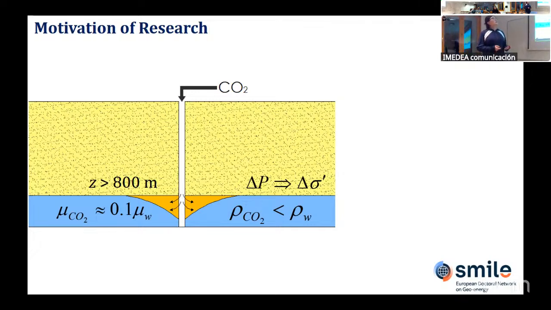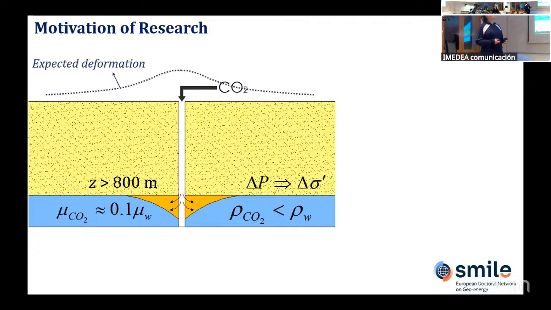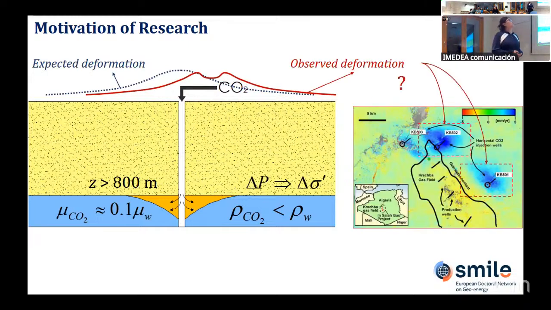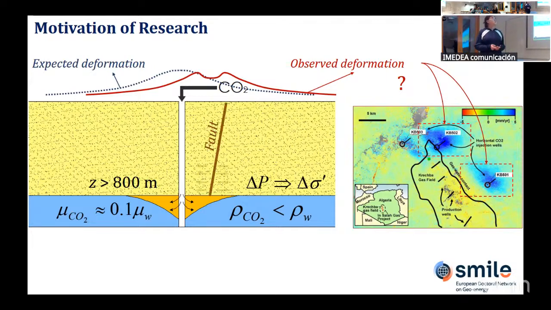When we do the model, we expect that after the injection we can have this expected deformation on the ground. But actually the In Salah project shows a quite different deformation pattern, and we were wondering why this happened. After the investigation, the researchers found there is a very large fault zone at depth. So here our research motivation arose: we can actually investigate the subsurface structure through the ground deformation.